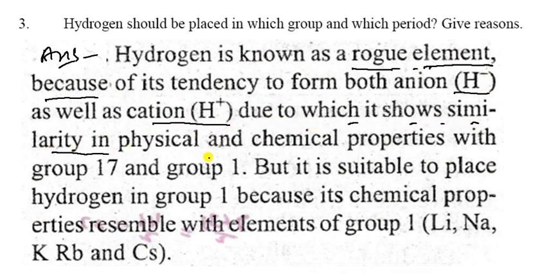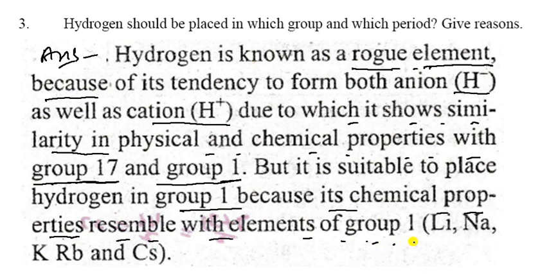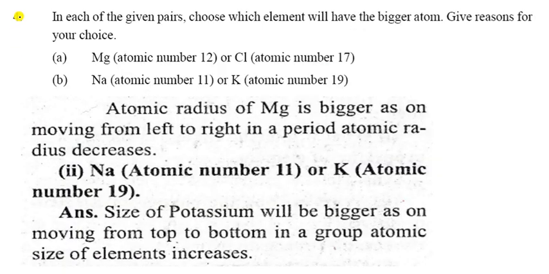due to which it shows similarity in physical and chemical properties with group 17 and group 1. But it is suitable to place hydrogen in group 1 because its chemical properties resemble the elements of group 1: lithium, sodium, potassium, rubidium, cesium, and these are the elements of that group. So it is placed in group 1 and 17. So you have to write in which group? Group 1 and 17. So that is the answer to this question.